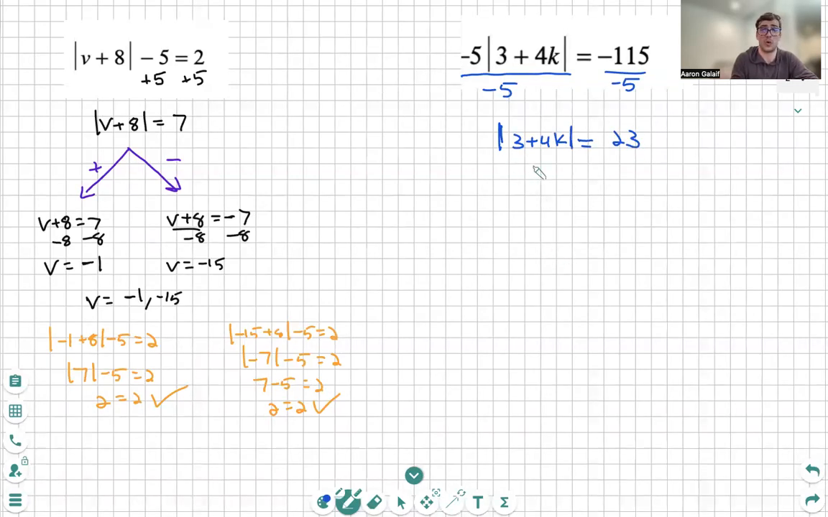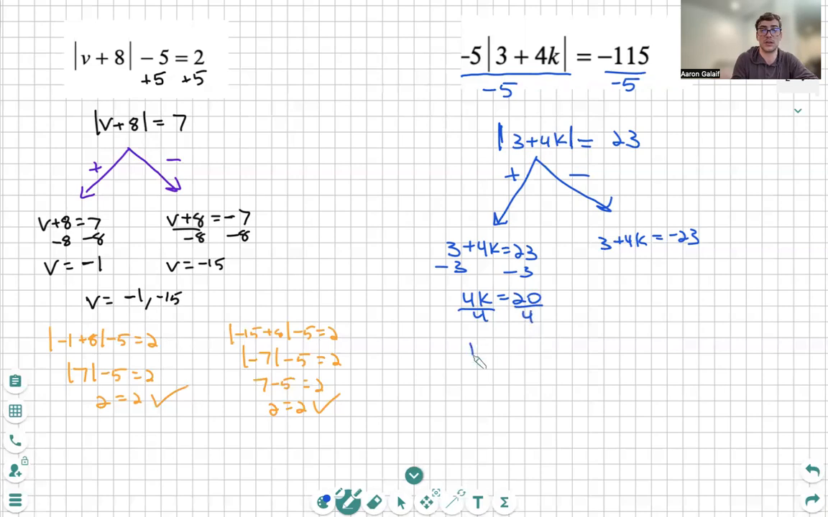That's it. All we're going to do now is separate between my positive and my negative equations. The positive equation stays exactly the same. In the negative equation, only the right side gets flipped or multiplied by -1. Then please just solve. Subtract 3, 4k equals 20. Divide by 4. K is equal to 5.